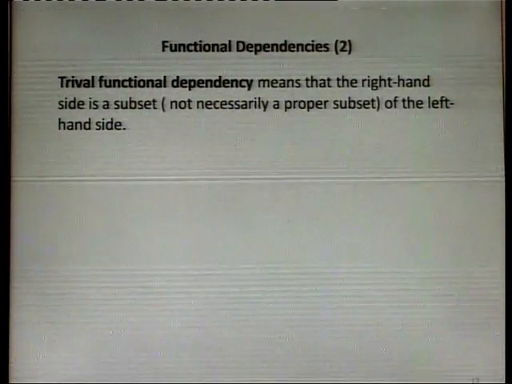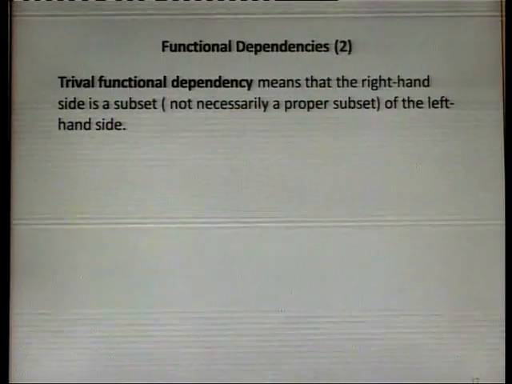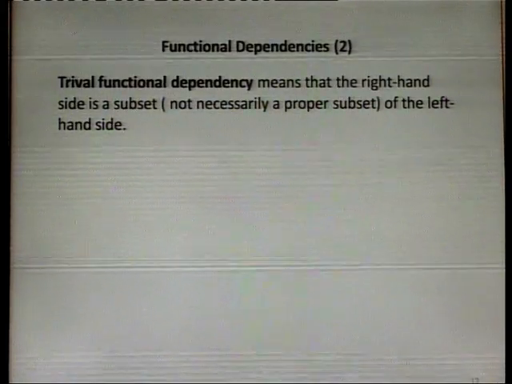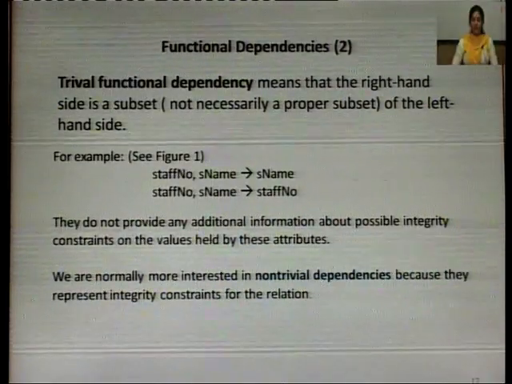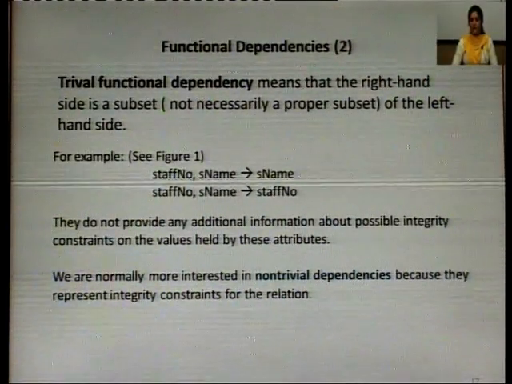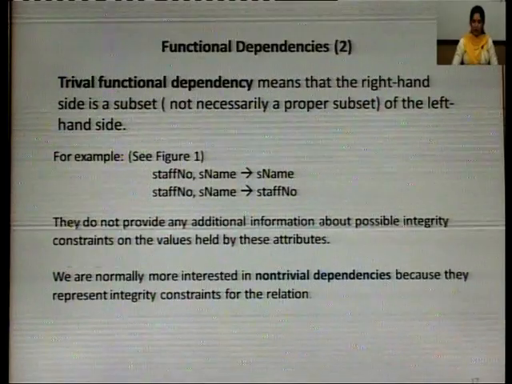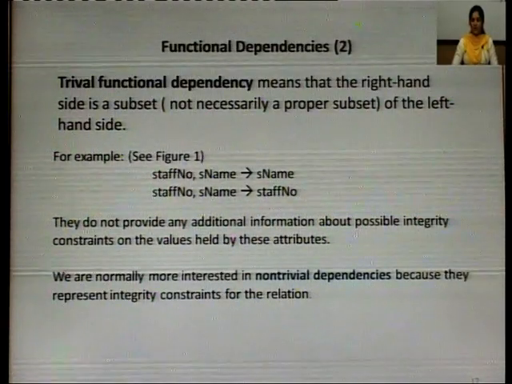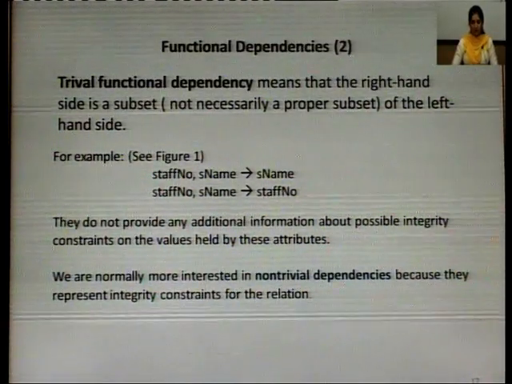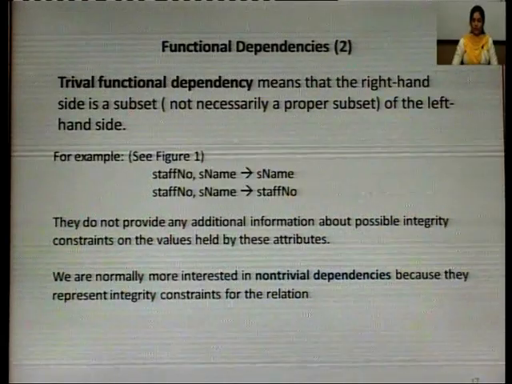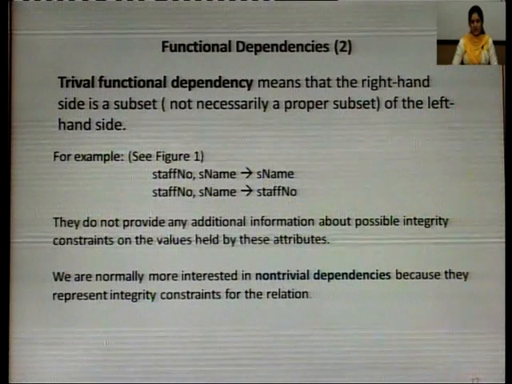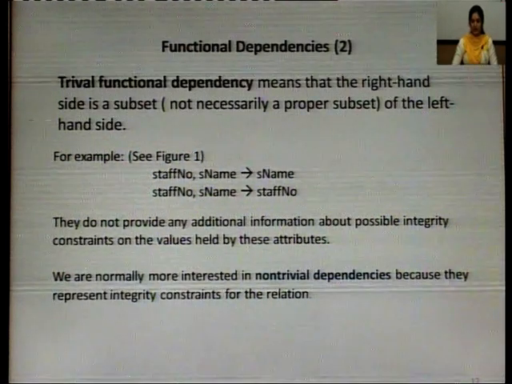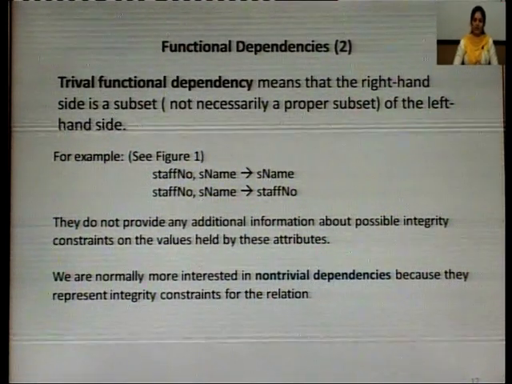There may be trivial functional dependencies as well. It means that the right hand side is a subset of the left hand side. For example, staff number and S name are dependent upon S name, and staff number and S name are dependent on staff number. They do not provide any additional information about possible integrity constraints on the values held by these attributes. What are the integrity constraints?